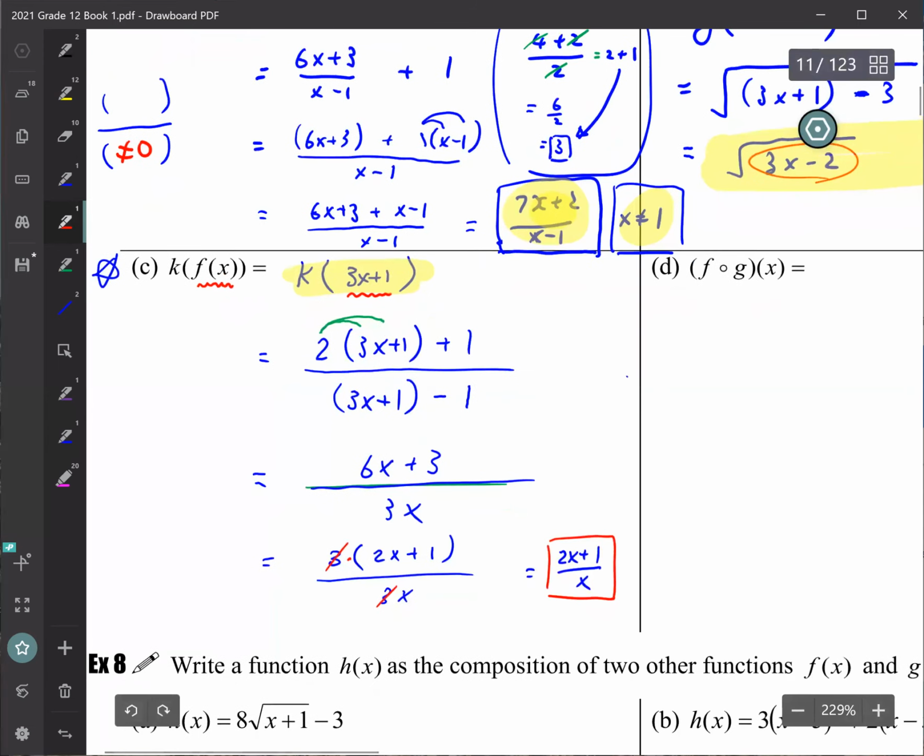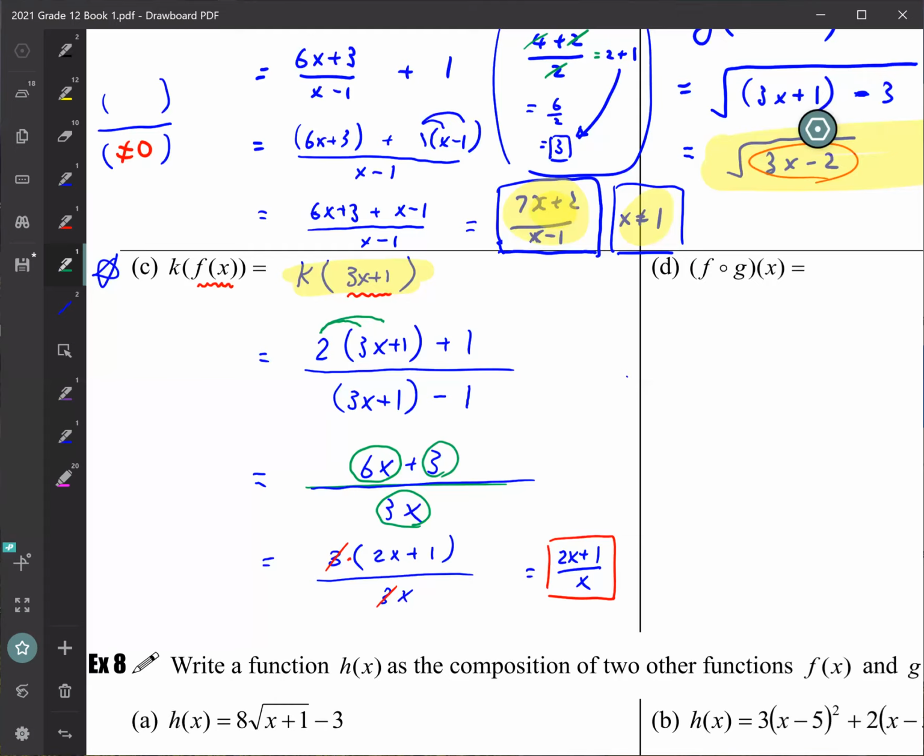Another way you can do this is you take each one of them, 6x divided by 3x. You have to be fair, right? These two you can divide, but the 3 on the top doesn't have x, so you can't really divide it. You can only divide all three of them by the same thing. So the only number you can do is divide both top and bottom by 3. That's all you can do. Then that can also lead you to here.